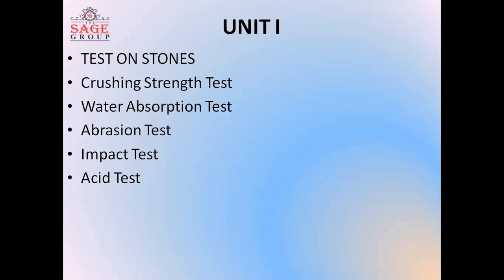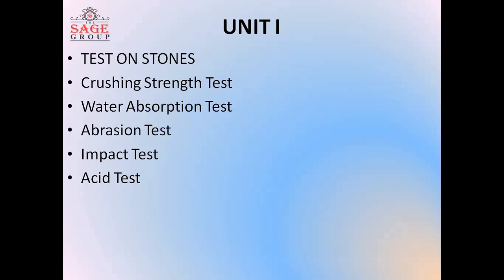Basically, stone is the hardest material, which is used in most of the construction for roads, buildings, beams, columns, staircases, water tanks, etc. To justify these properties, that is the hardness and the water absorption, particular tests are decided. On the basis of the test results, the properties of stones are decided.